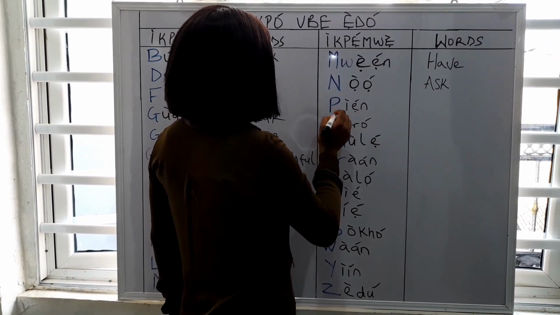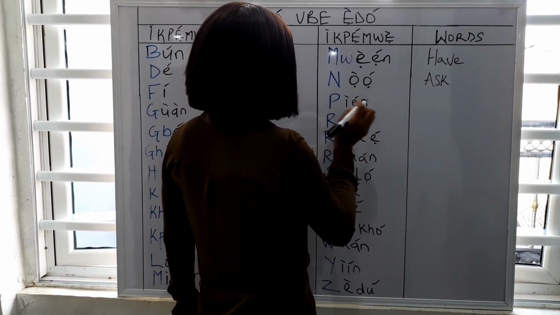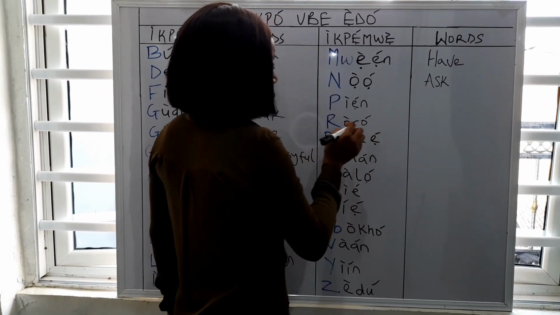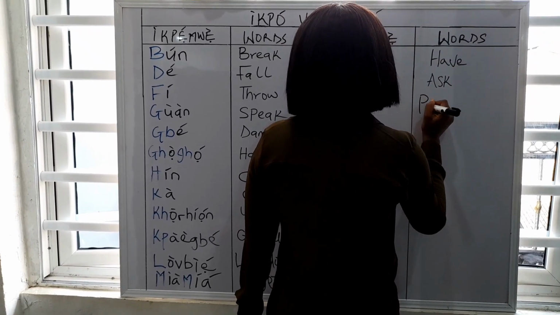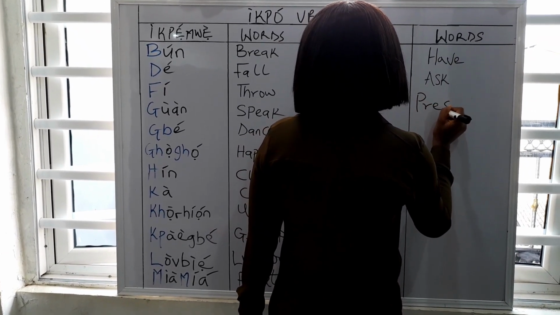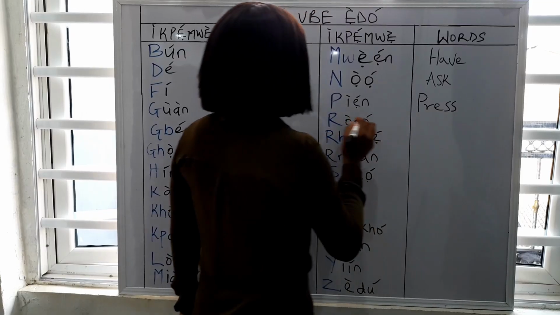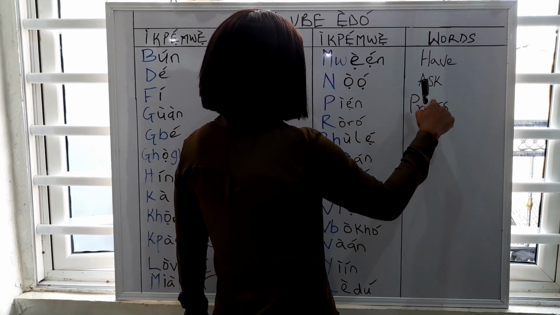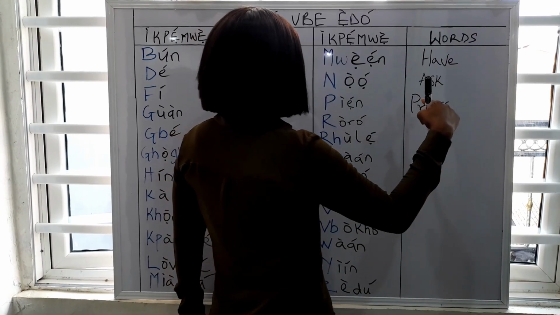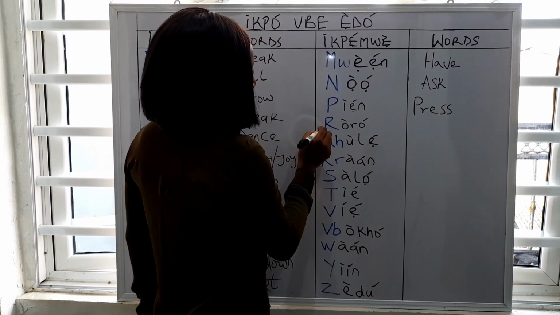And then we have letter P. We have pien. Pien is to press. So for those of us that like to press things. And in English, it's also starting with a P. Pien, press.